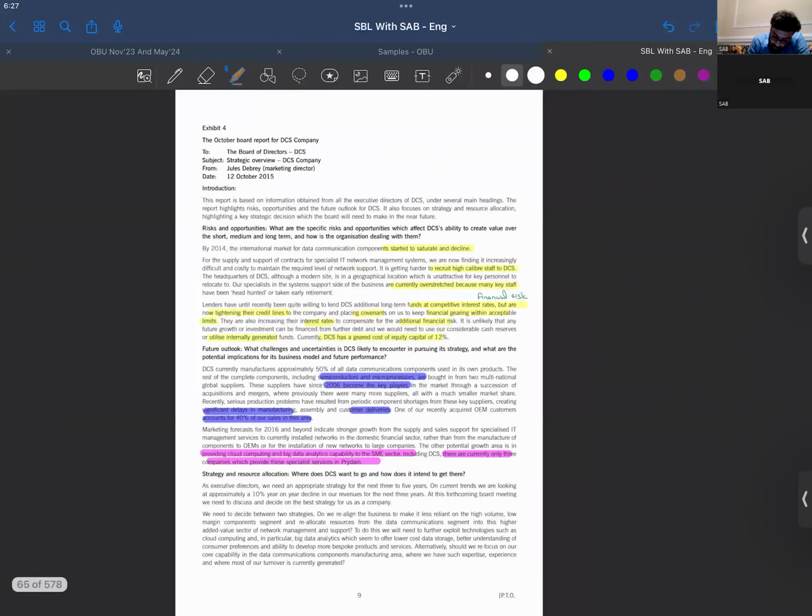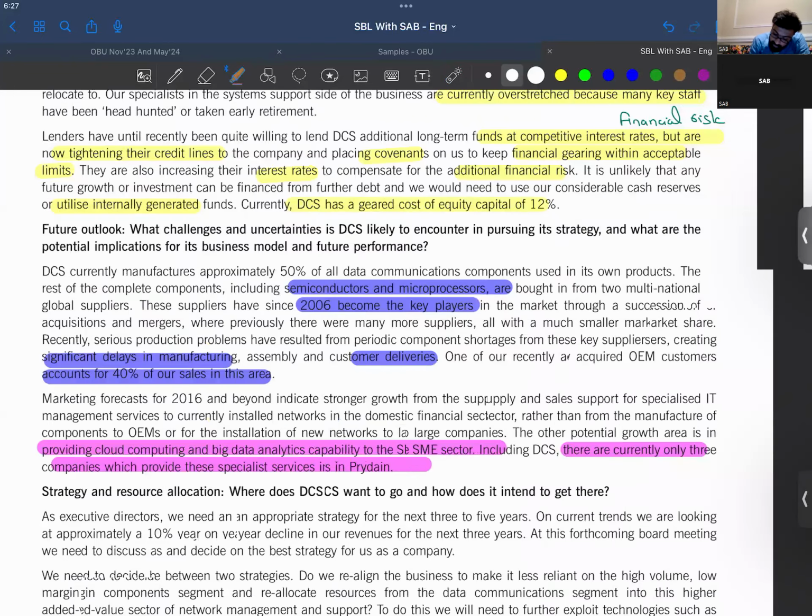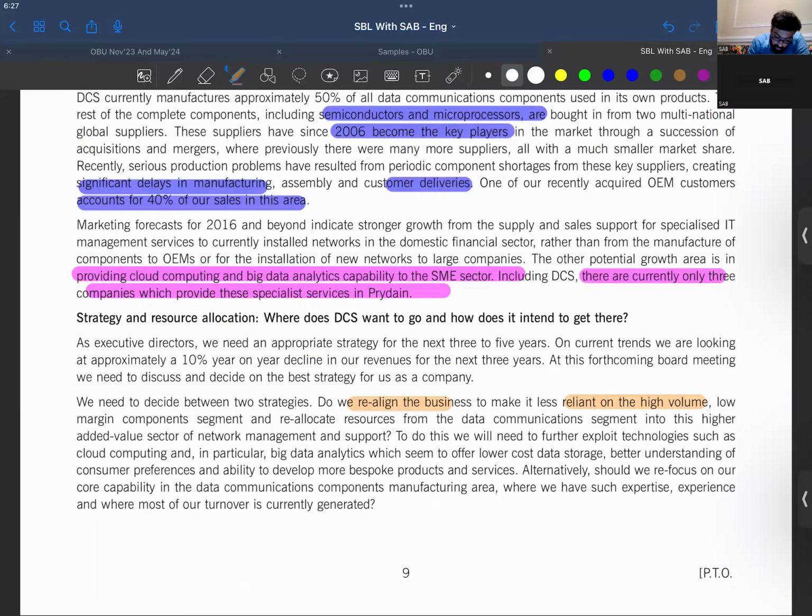Whether we realign the business to make it less reliant on high volumes and low margin, and reallocate resources from the data communication segment to the additional value sector of network management. So do we just realign our business, right? To do this, we'll need to further exploit technologies such as cloud computing, which seem to offer low cost data storage and all that, right?